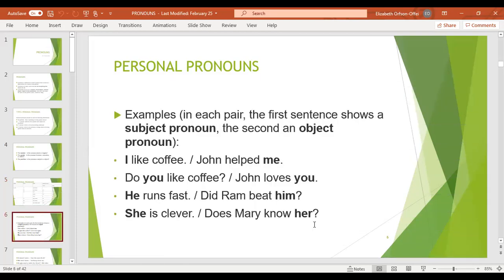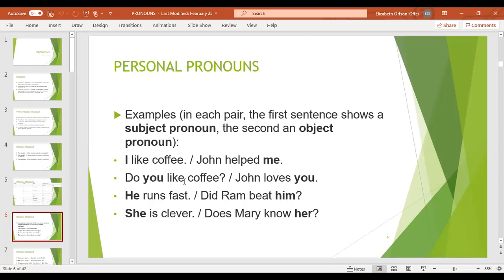Now, these are not new things. You use these all the time. So let's see how they can happen in examples. For each of these sentences, I've used the subject and the object together. In the first, I have I like coffee. So I here is a subject, and it's in the subject position. It is the subject of the sentence. But in John helped me, here me is the object. So it comes in the object position.